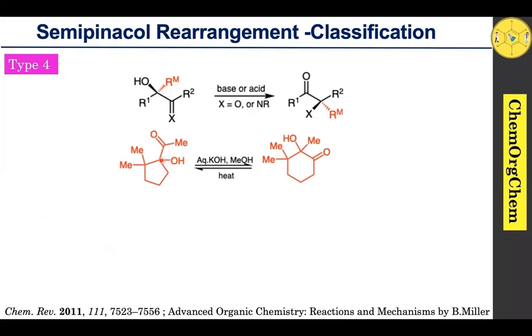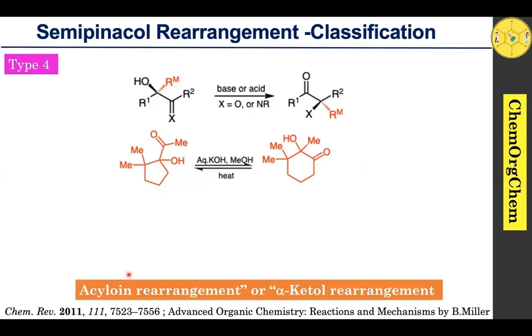Here you see that a tertiary alpha hydroxy ketone is treated with aqueous potassium hydroxide. Under this condition, this compound is rearranged into the 6-membered alpha hydroxy ketone as a product. So this type of rearrangement is specifically known as acyloin rearrangement or alpha ketol rearrangement. This type of rearrangement also comes under the banner of semipinacol rearrangement.